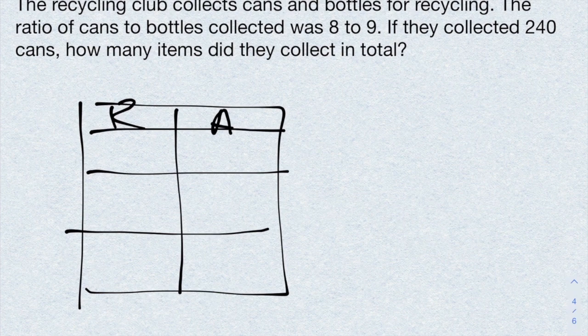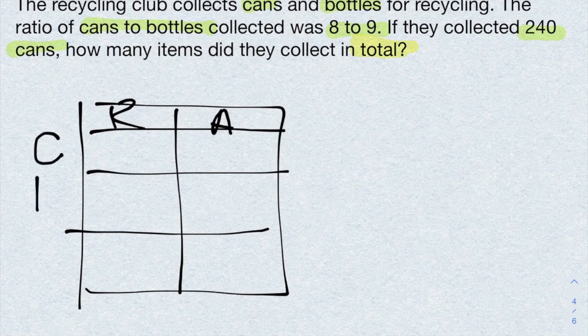Okay, the recycling club collects cans and bottles for recycling. The ratio of cans to bottles was 8 to 9. If they collected 240 cans, how many items did they collect in total? So this is a little bit different than what we've been doing because they used to give us totals, but now they're going to give us another of the actual numbers. So it's going to look a little different.